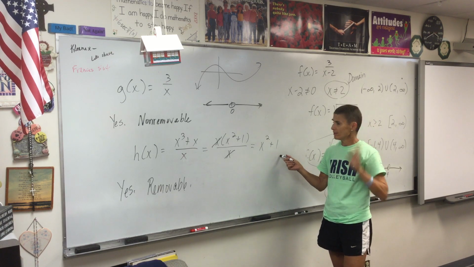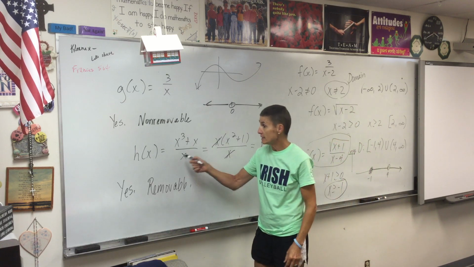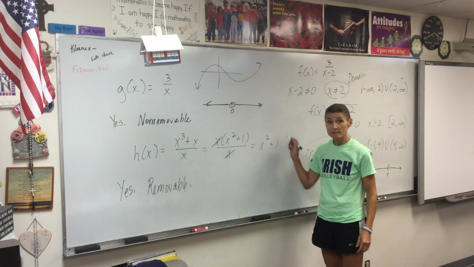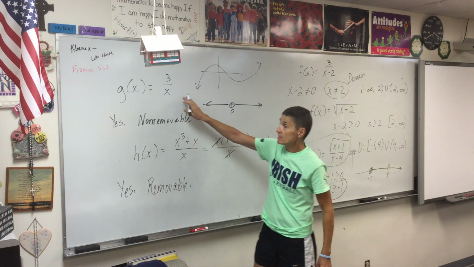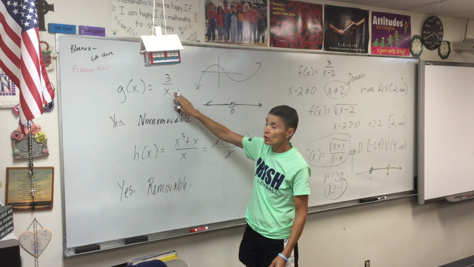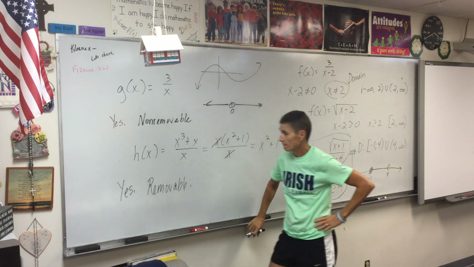There's a bug flying around here. I could take out the discontinuity. Now, if I needed to plug in 0 in this, I could. So that's called a removable discontinuity. This one was non-removable because there's no way to cancel that out. I'm stuck with it. Okay.